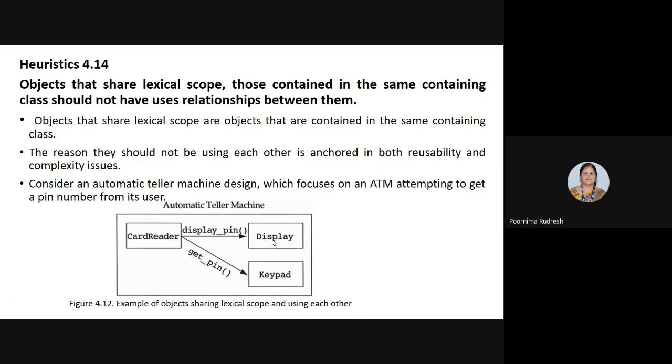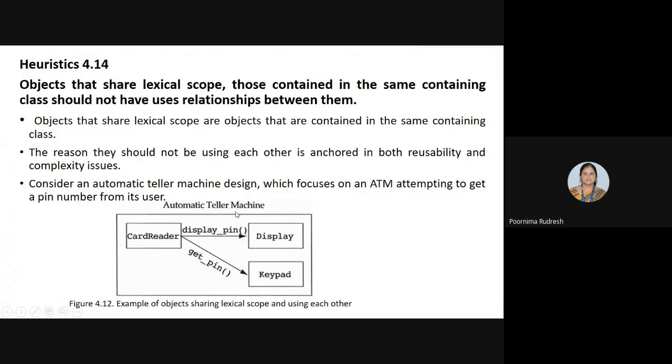a reusability issue arises, because whenever we are inserting the card into the system, what is the main functionality of the card? It is simply reading the information, right? And it has nothing to do with the display screen or the keypad. It cannot interact with the display or the keyboard.